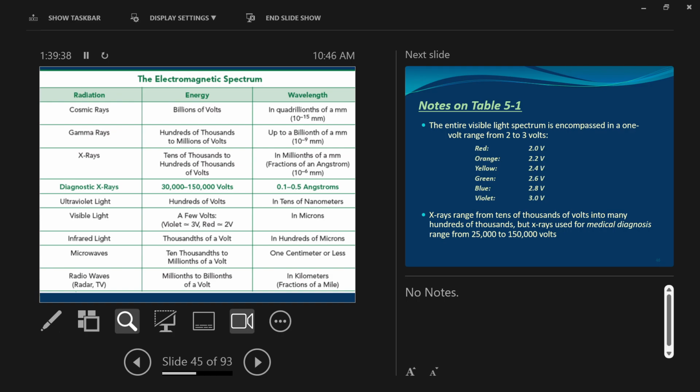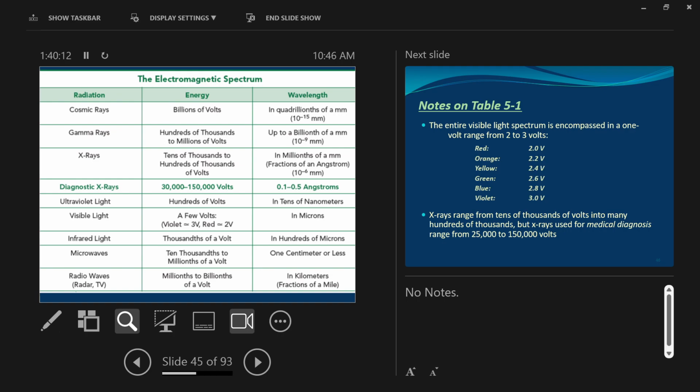Energies are in the millionths to billionths of volts. So does it take much power to make radio waves? No. The reason TV and radio stations have big giant antennas, like the news people have on top of their vans, is that they have to send those waves over very long distances, so they make big amplitude waves. But to make that wave in general doesn't take much energy, so it's easy to do. Wavelengths are in kilometers, fractions of a mile long.